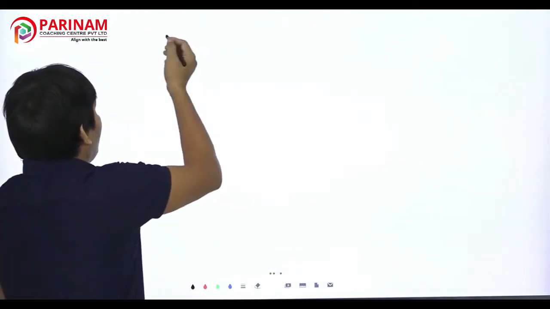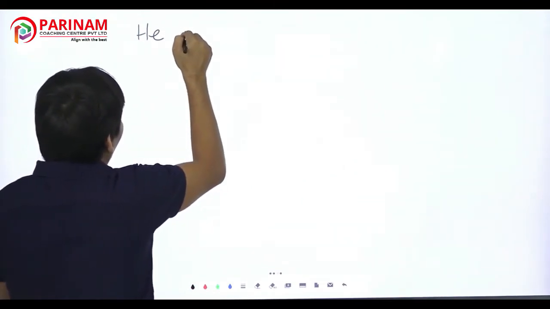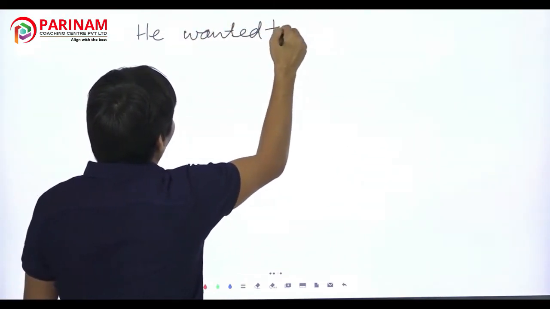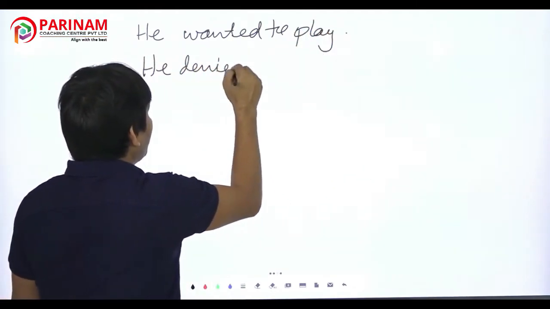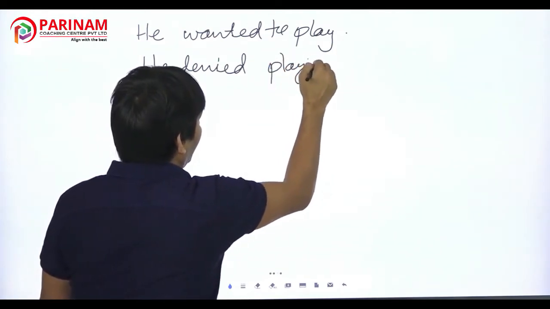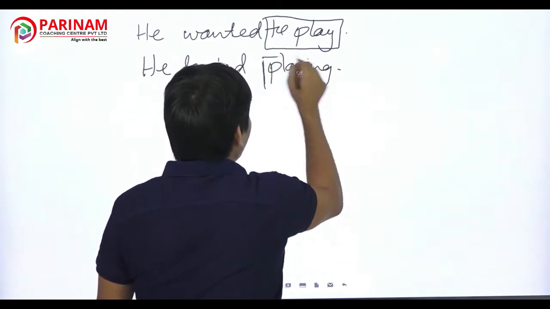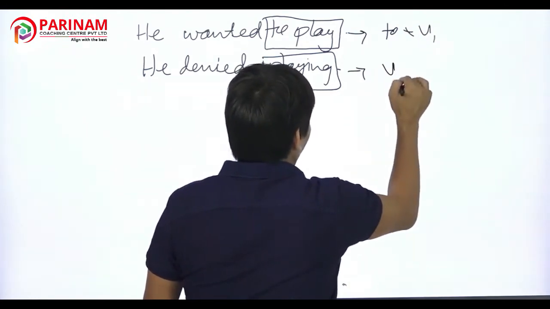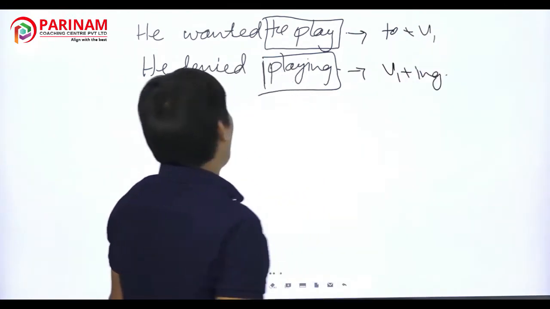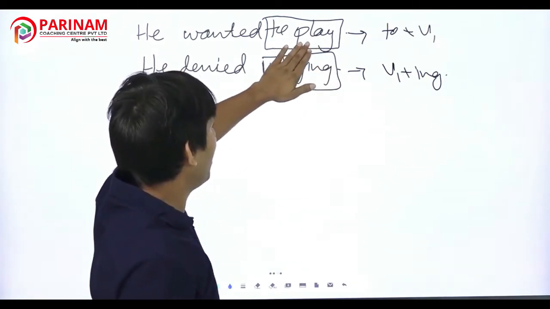See, I am writing the previous two examples here again. I had written, he wanted to play, and he denied playing. He denied playing. This is to plus V1 structure and this is V1 plus ing. From these two examples, you understood that there are two types.